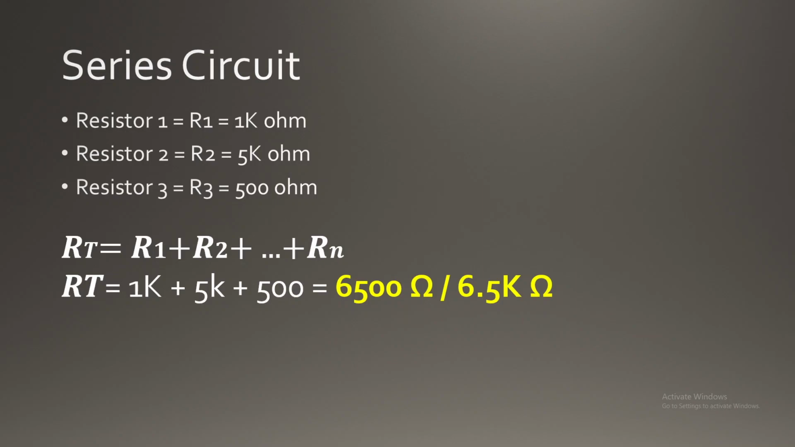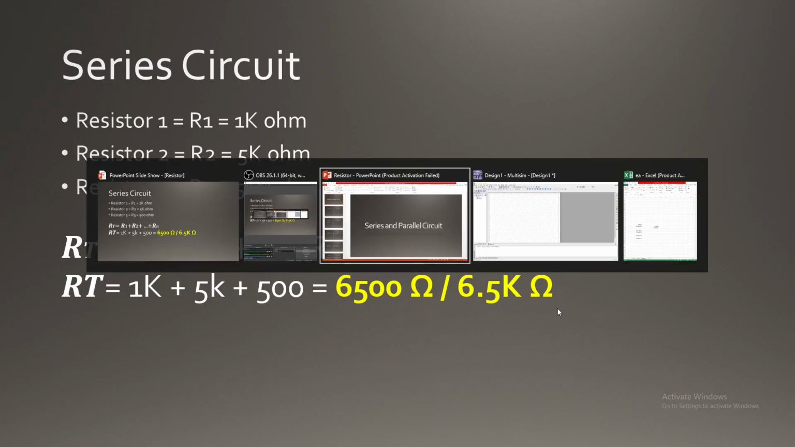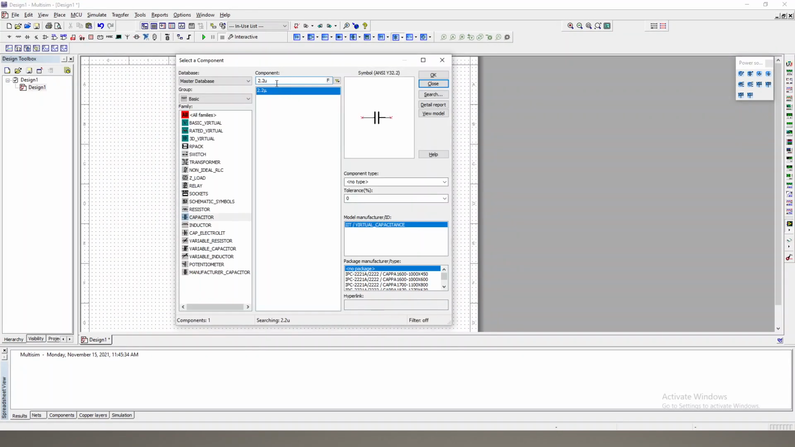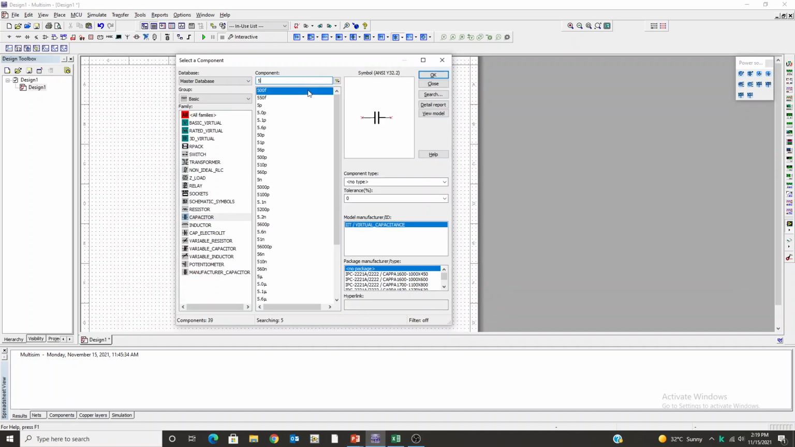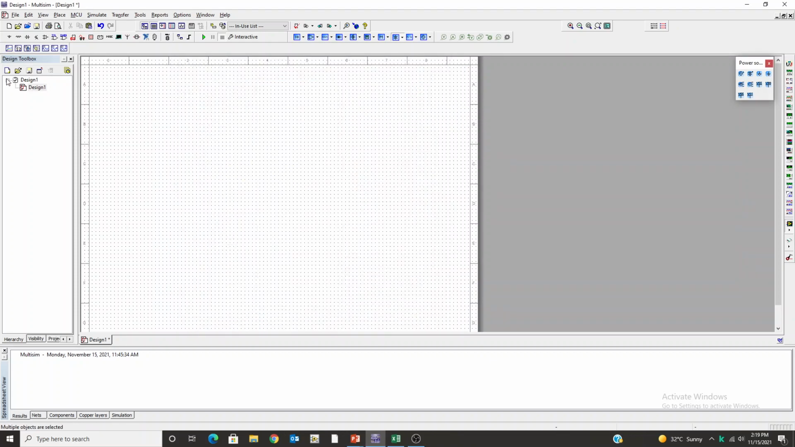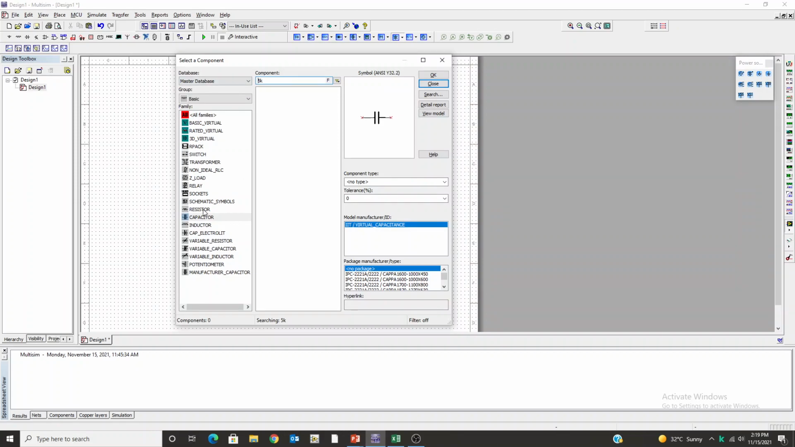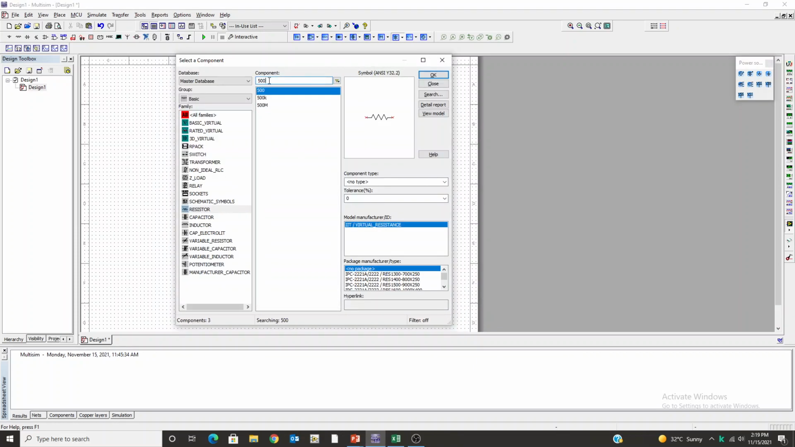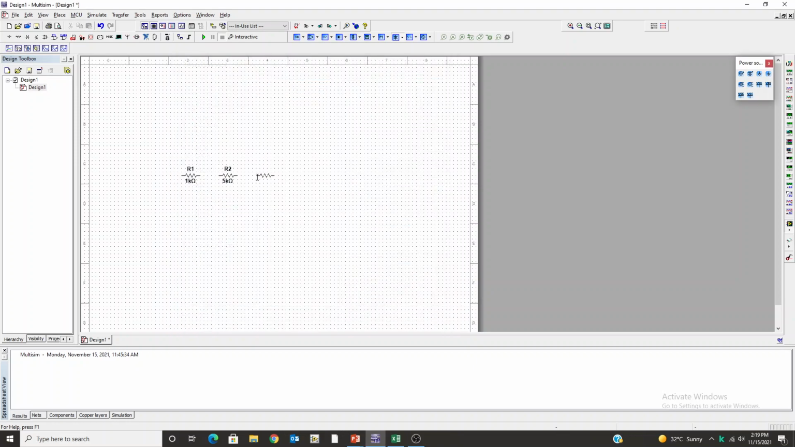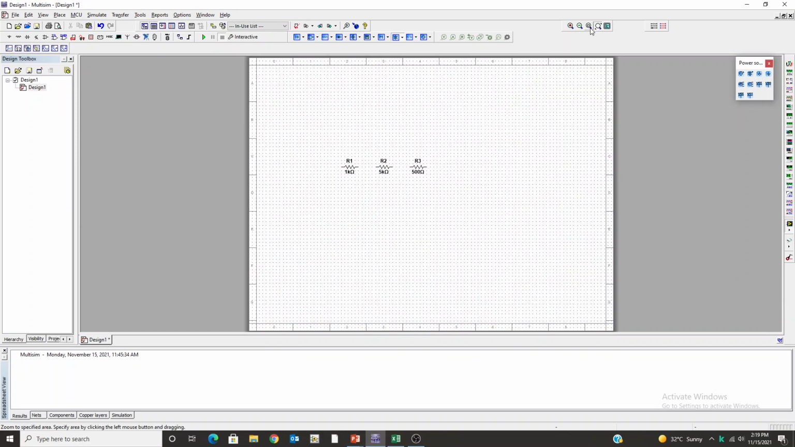We can go for some simulation as well in Multisim to check its resistance. So first resistor is of 1 kilo ohm, second is of 5 kilo ohm. Okay, mistakenly I'm taking the capacitor, it's not a resistor. Okay, 1 kilo ohm, 5 kilo ohm and 500 ohm. So here we have three resistors. Let's zoom a little bit.